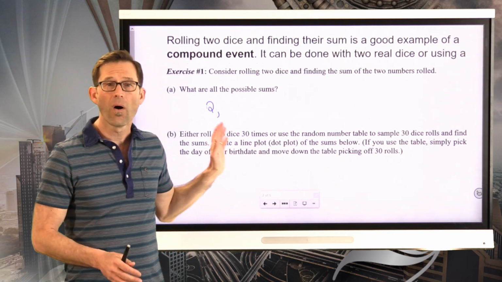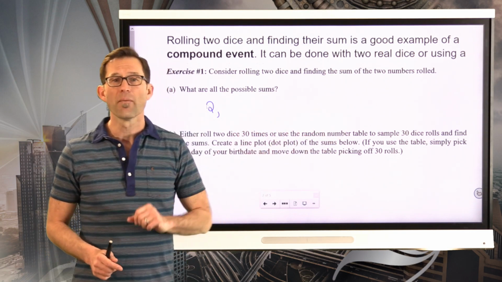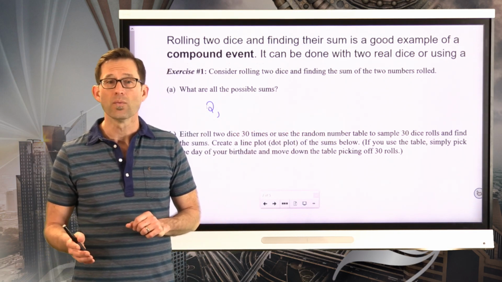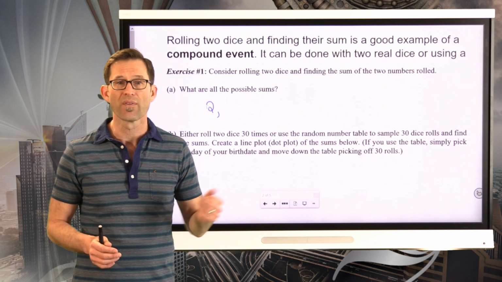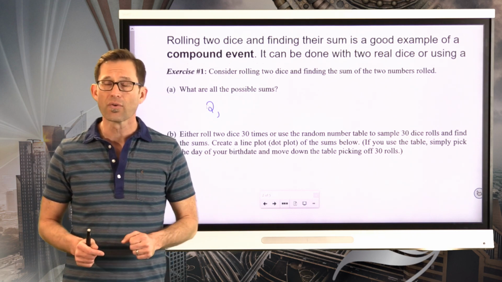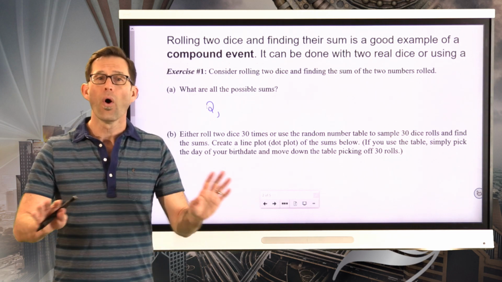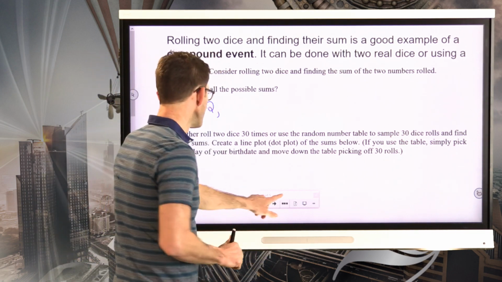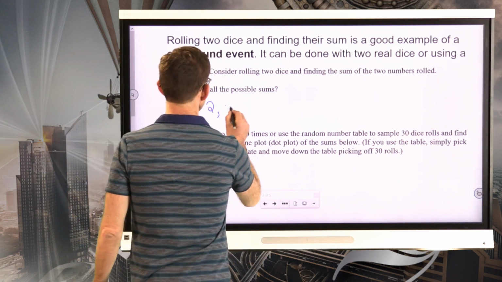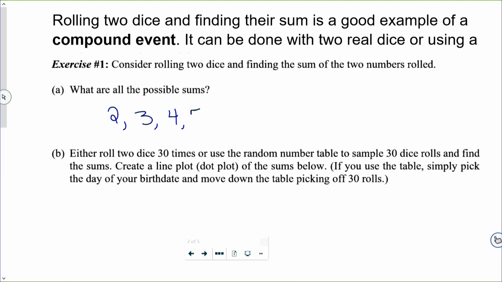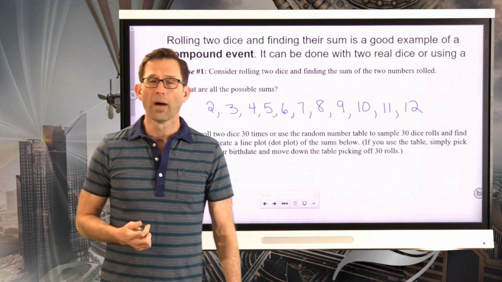In fact, I can get all these sums up to the maximum sum. And what would that be? Well, of course, if I rolled a 6 on one of the dice and rolled a 6 on the other die, then when I added them together, I'd get a sum of 12. So all possible sums I could get are 2, 3, 4, 5, 6, 7, 8, 9, 10, 11, and 12.